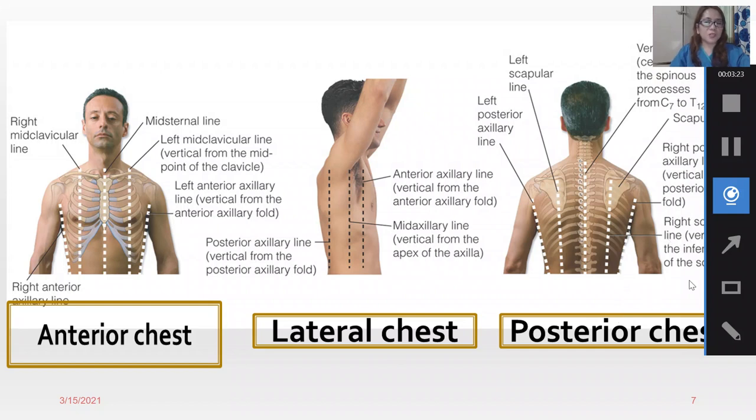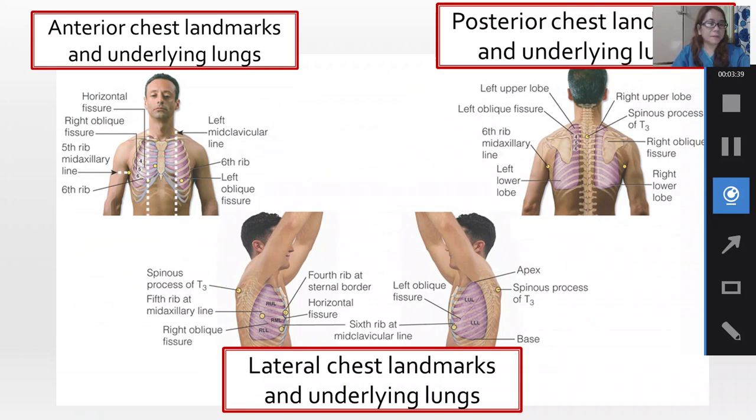Okay. So, you just need to remember these landmarks, especially when you are assessing the client na para alam mo kung saan mo ipoposisyon ang iyong kamay, when you palpate or when you percuss. Okay. So, just another view. Okay, for the landmarks.